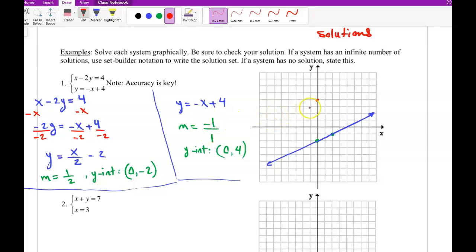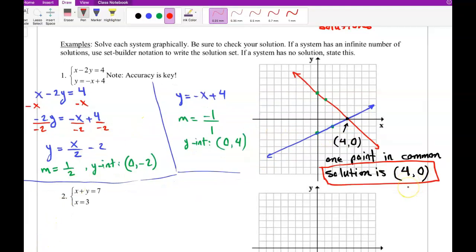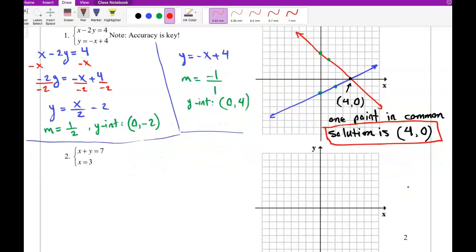So here we have negative 1, meaning that we should move down. Then after that, the denominator is positive 1, or 1 to the right. Connect these points to draw a straight line, and then find what the solution is. So here is the point we have. This is the solution for this system, and this one is 4 for x and y is 0. So that is the answer for the first one.